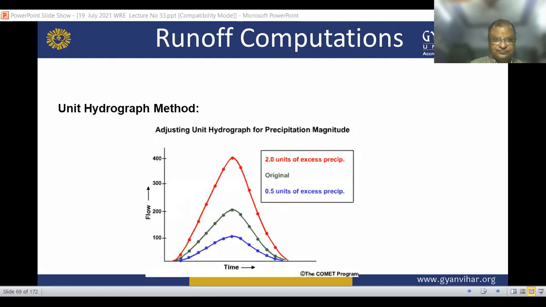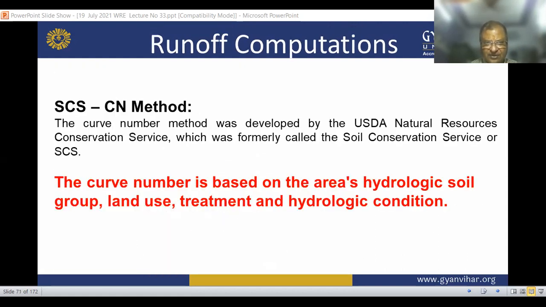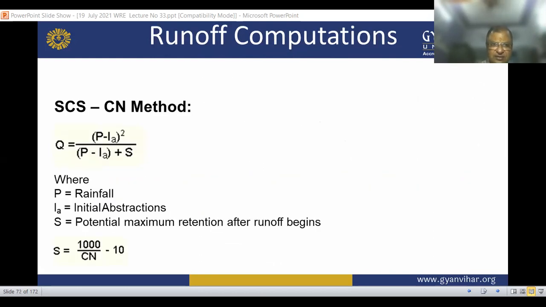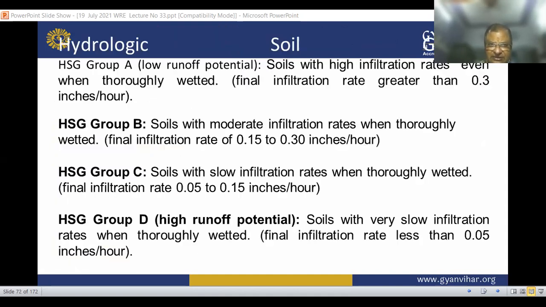Now, unit hydrograph, you have read, and the curve number is based on the area's hydrologic soil group, land use, treatment and hydrologic condition. And this is the formula of the CN method. Now hydrologic soil.